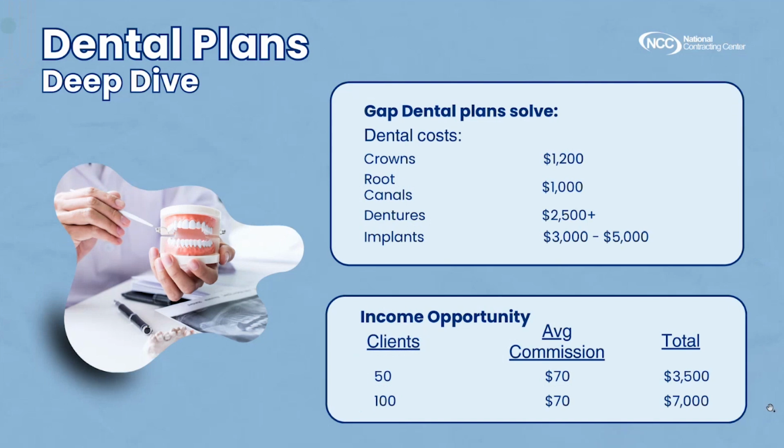For example, a crown can cost $1,200, root canals around $1,000, dentures $2,500 or even more. Implants can reach even $3,000 to $5,000 each. So, because of this, dental coverage is often a very easy conversation with Medicare clients. So, you might say something like this: Miss Jones, Medicare typically doesn't cover major dental work. So, many of my clients add dental coverage to protect against those larger expenses.